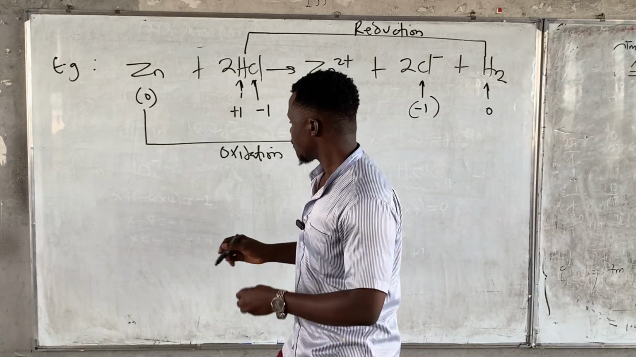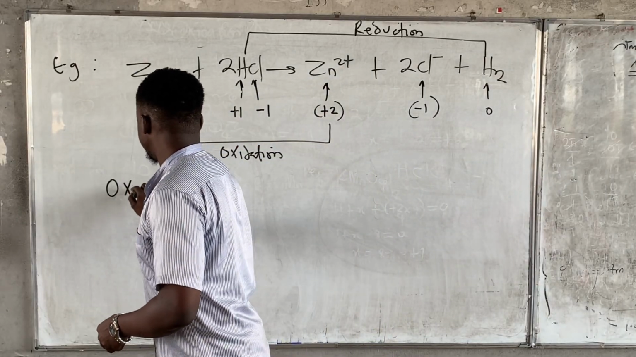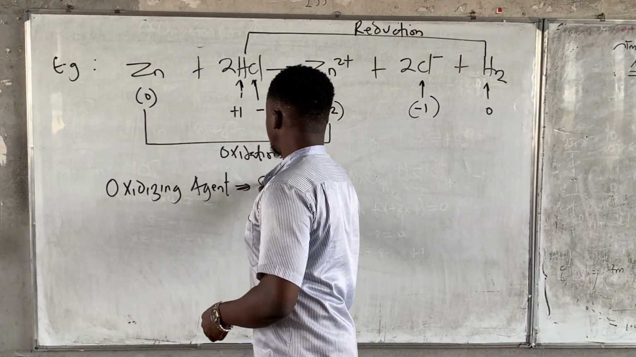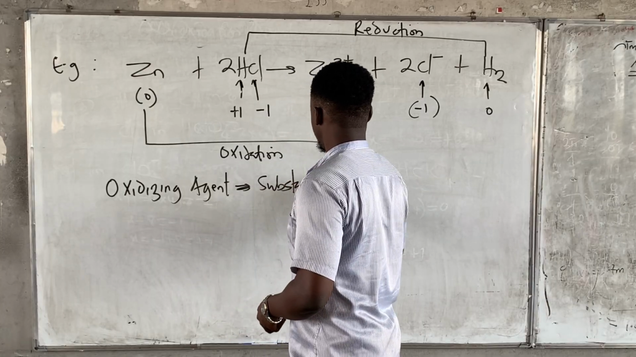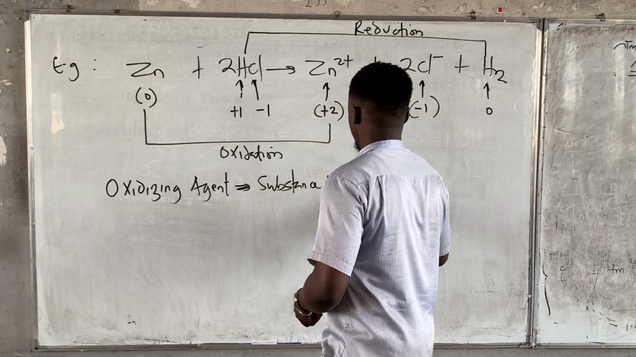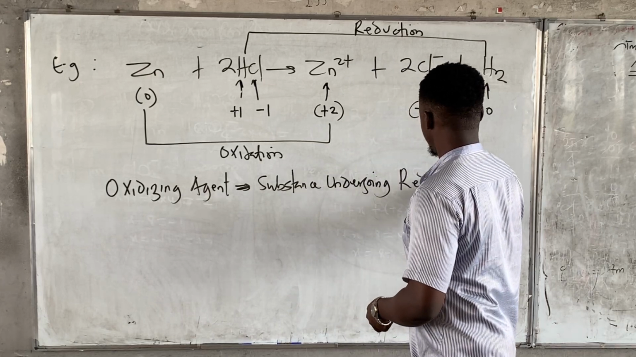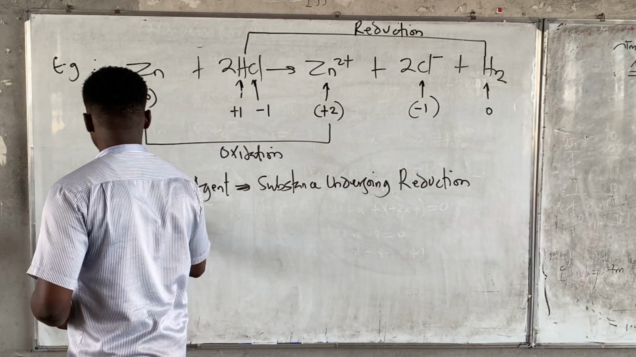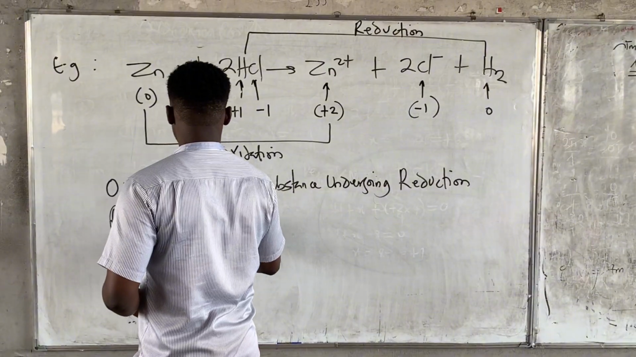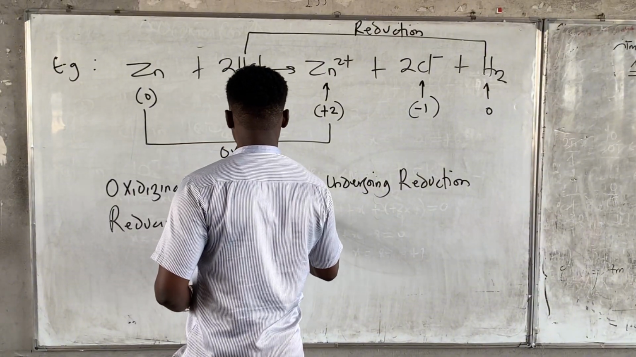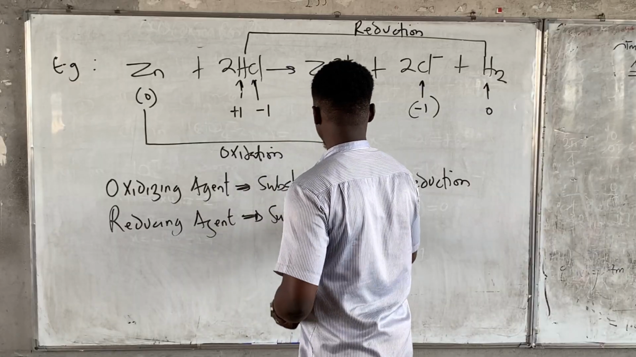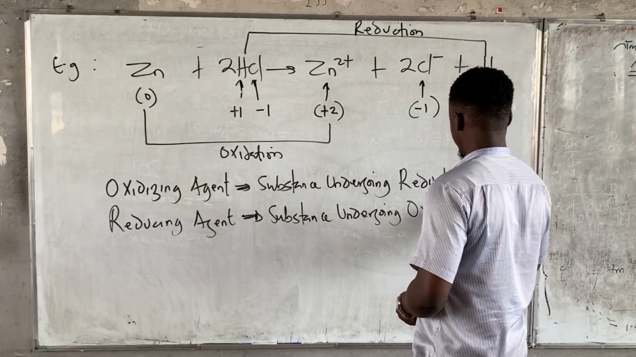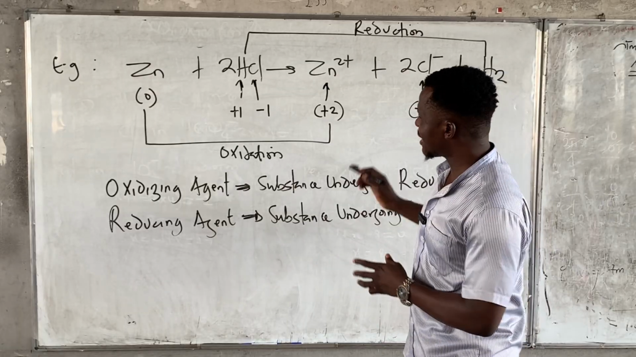So in this case now, I'll say oxidizing agent is substance undergoing reduction, whereas reducing agent is substance undergoing oxidation. Now let me explain this further.